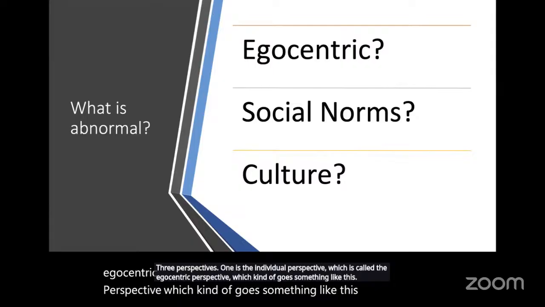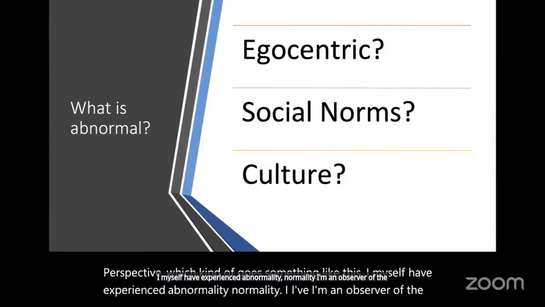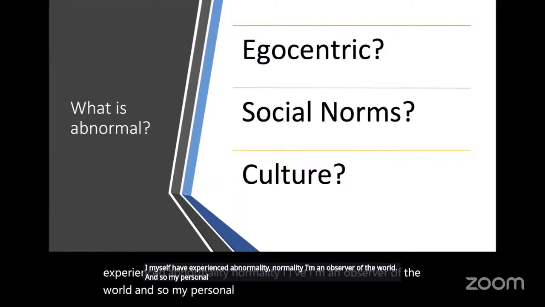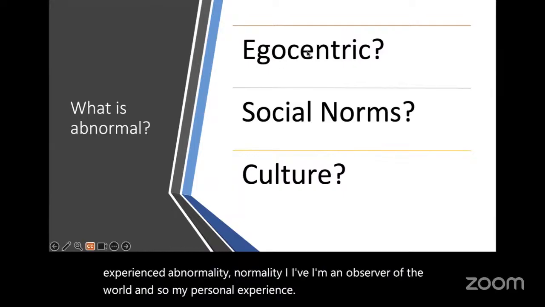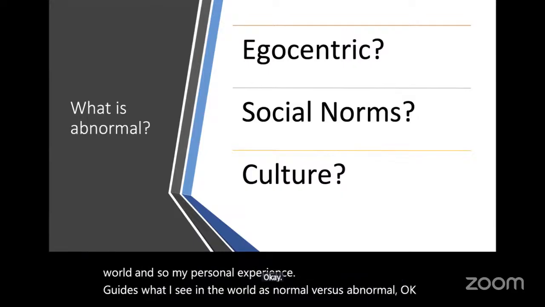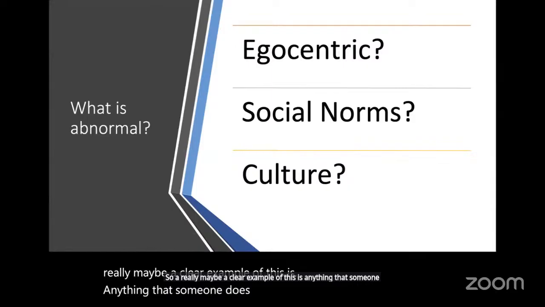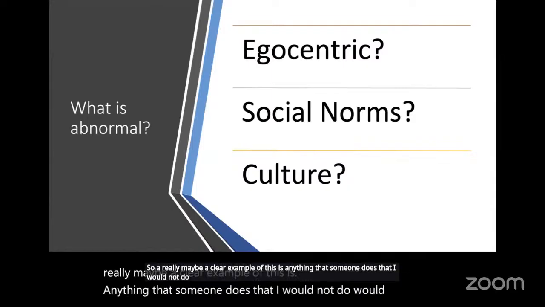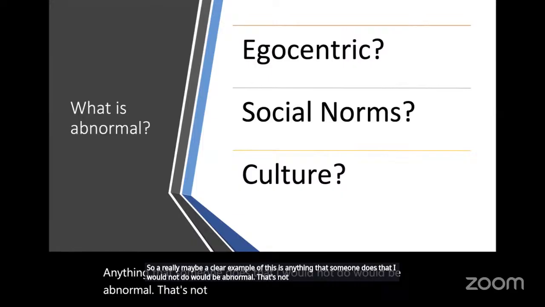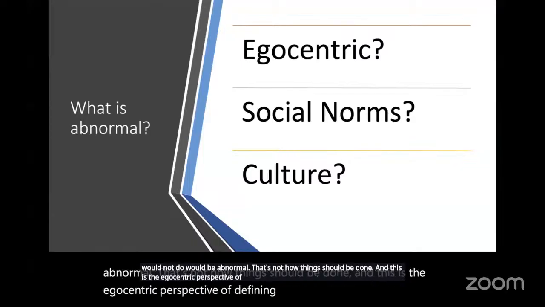I myself have experienced abnormality, normality. I'm an observer of the world, and so my personal experience guides what I see in the world as normal versus abnormal. A clear example of this is anything that someone does that I would not do would be abnormal. That's not how things should be done. And this is the egocentric perspective of defining what is normal versus abnormal.